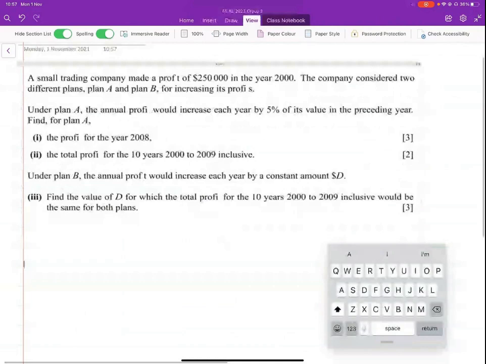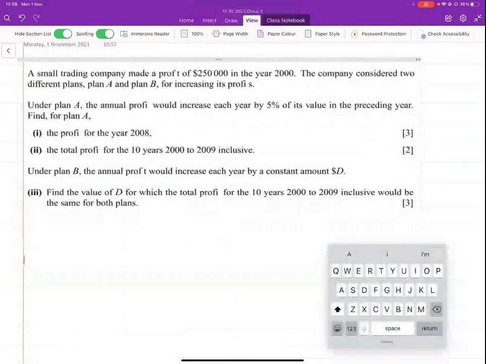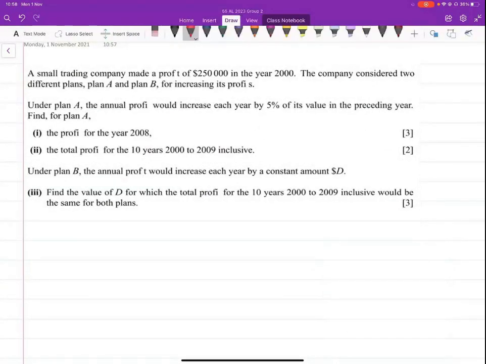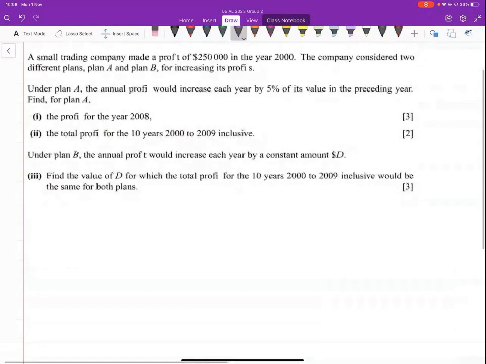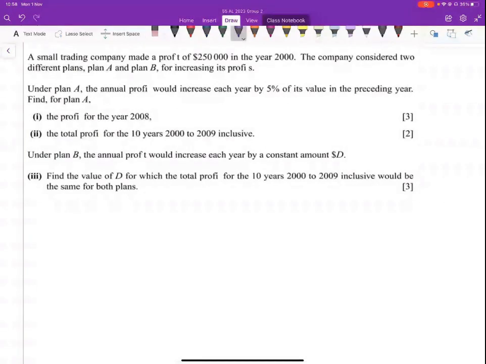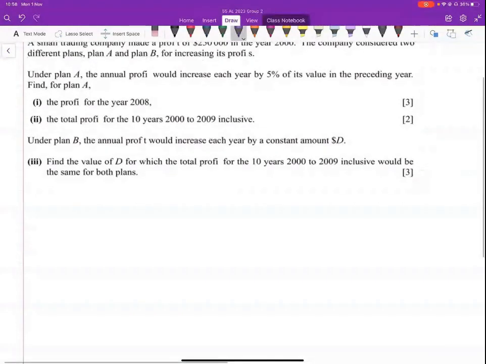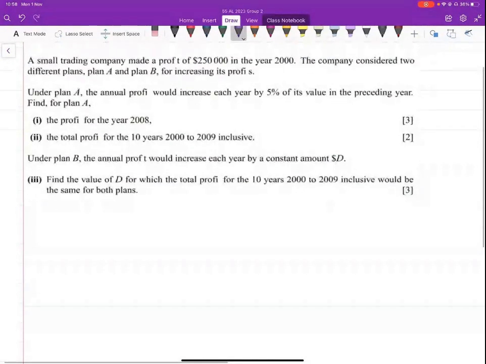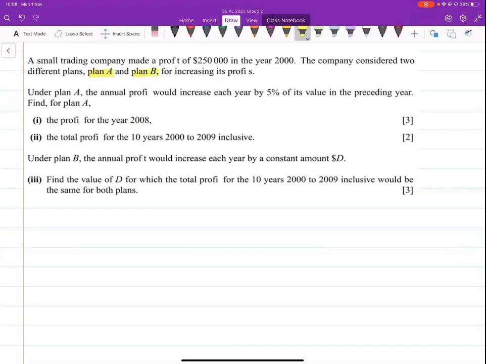There's a small trading company that made a profit of $250,000 in the year 2000. So we're starting from the year 2000. They made a profit of $250,000 in that particular year. The company considered two different plans, Plan A and Plan B, for increasing its profits. Under Plan A, the annual profit would increase each year by 5% of its value in the preceding year.